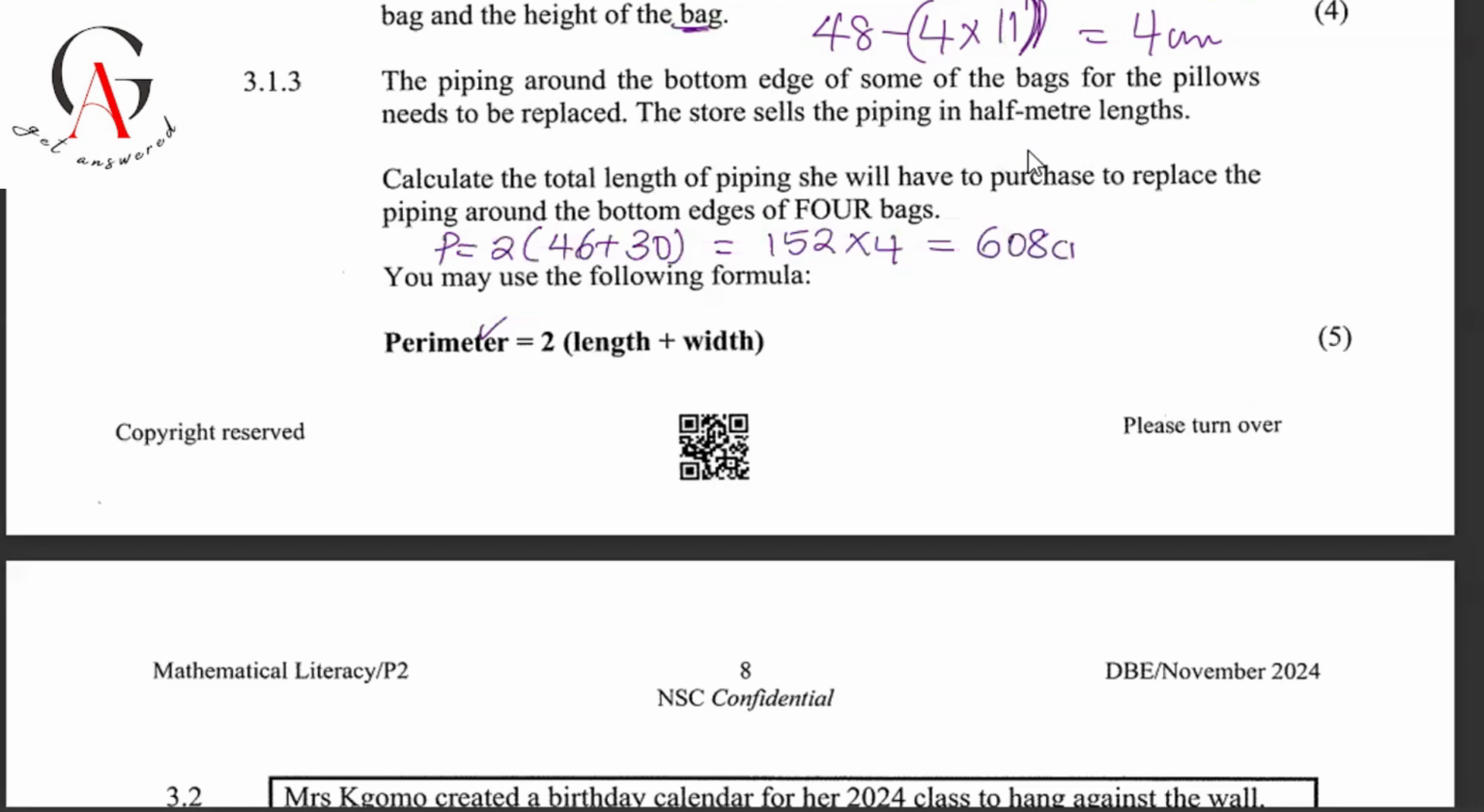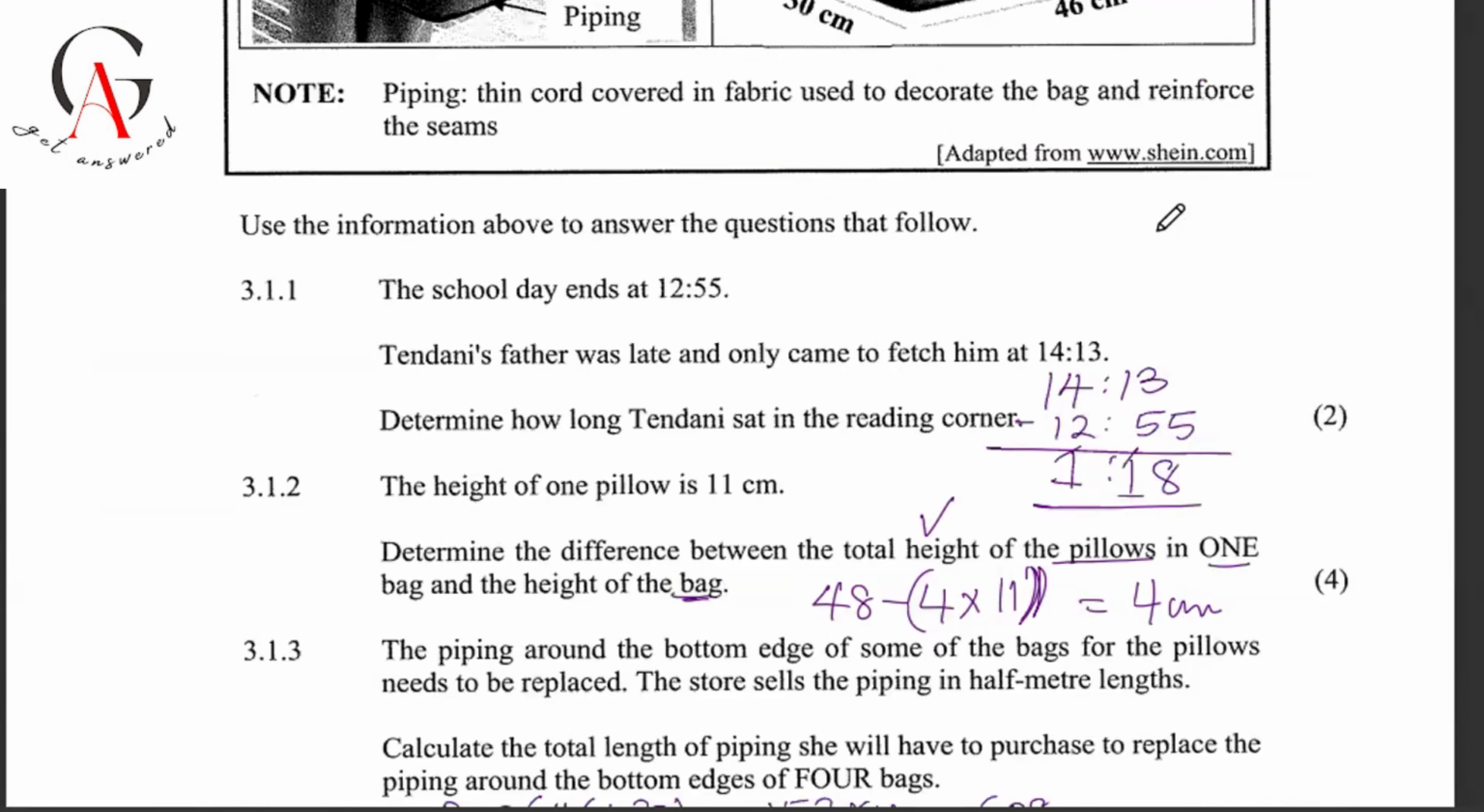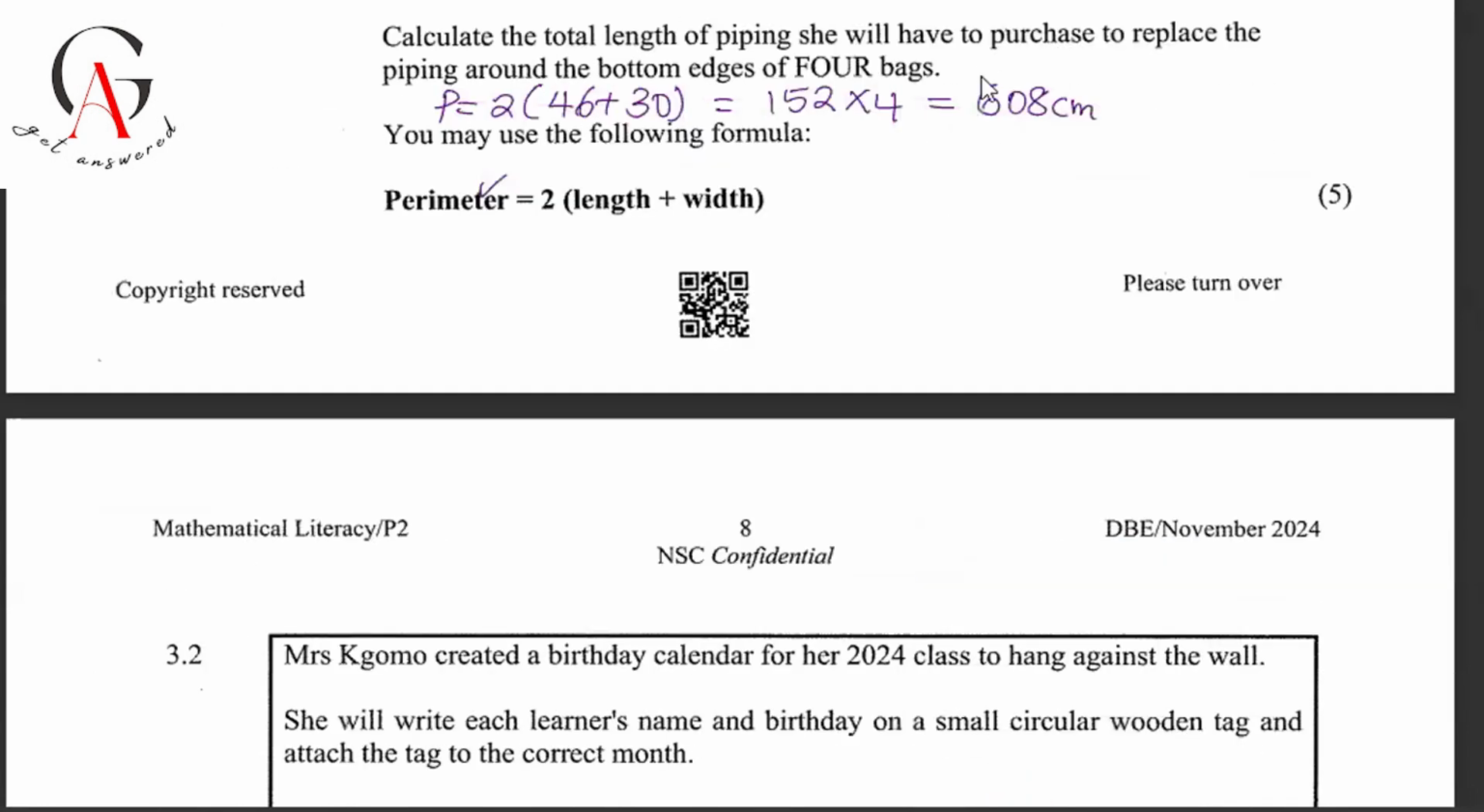This is still centimeters. Remember, they say they are sold in half-meter lengths, all right? So we need to change this into meters. We divide by 100, you get your 6,08 meters. So they're asking you the total length of piping you will have to purchase to replace the piping at the bottom edge of the bags. Length you should have to purchase.